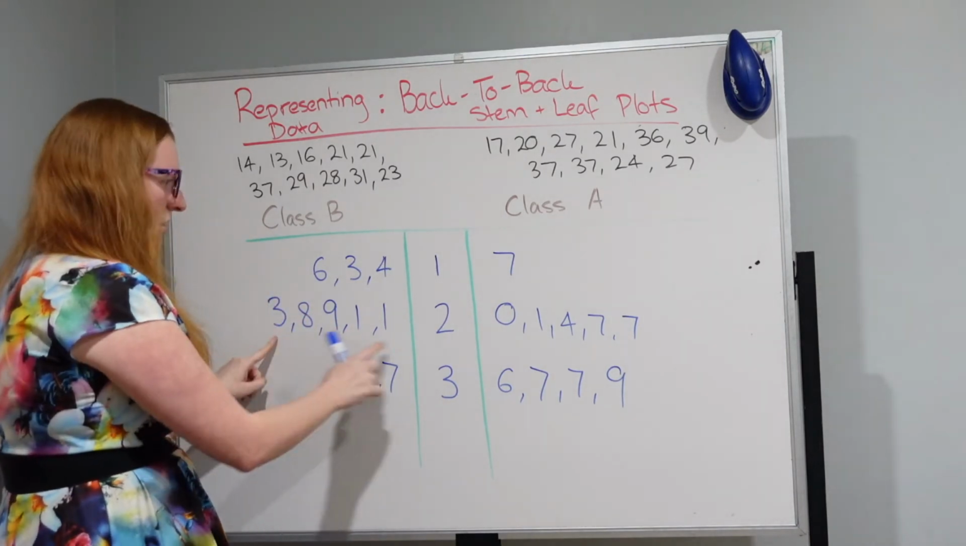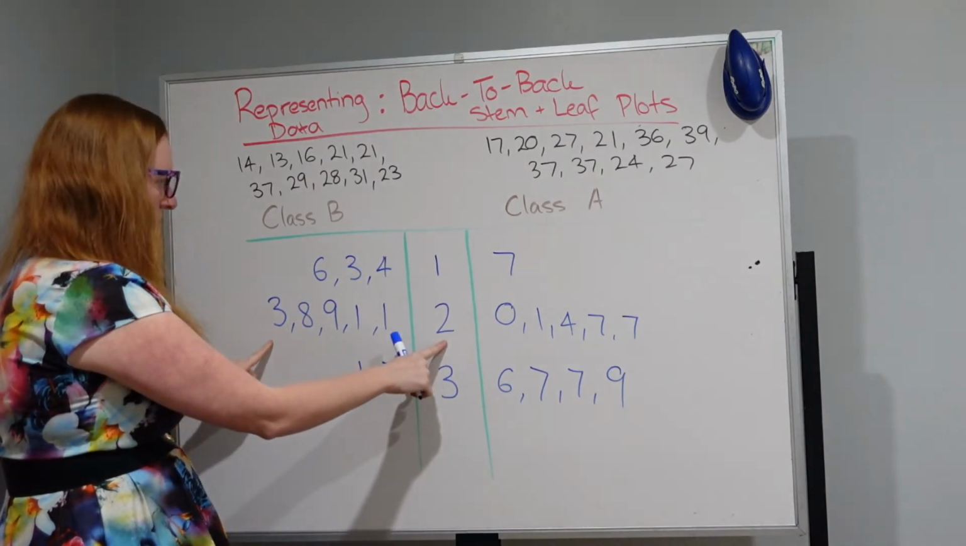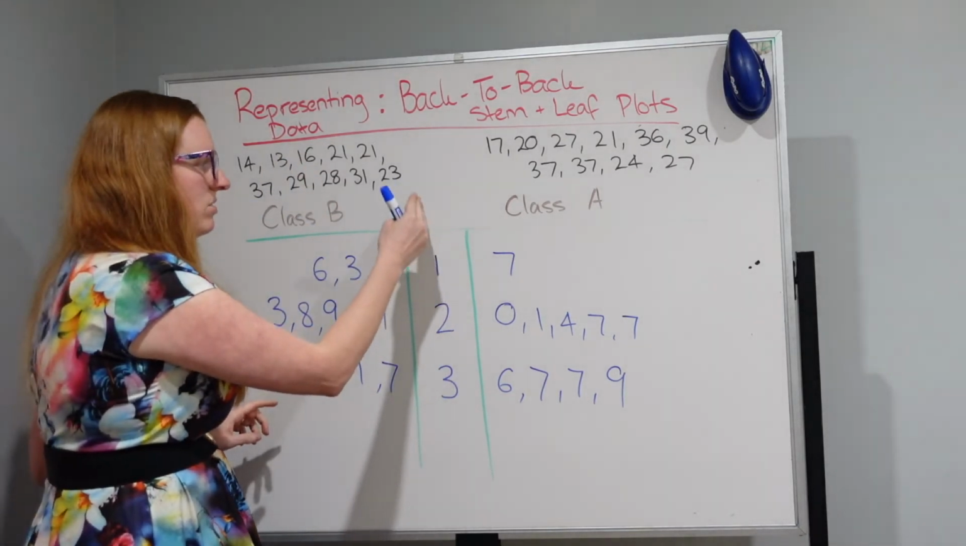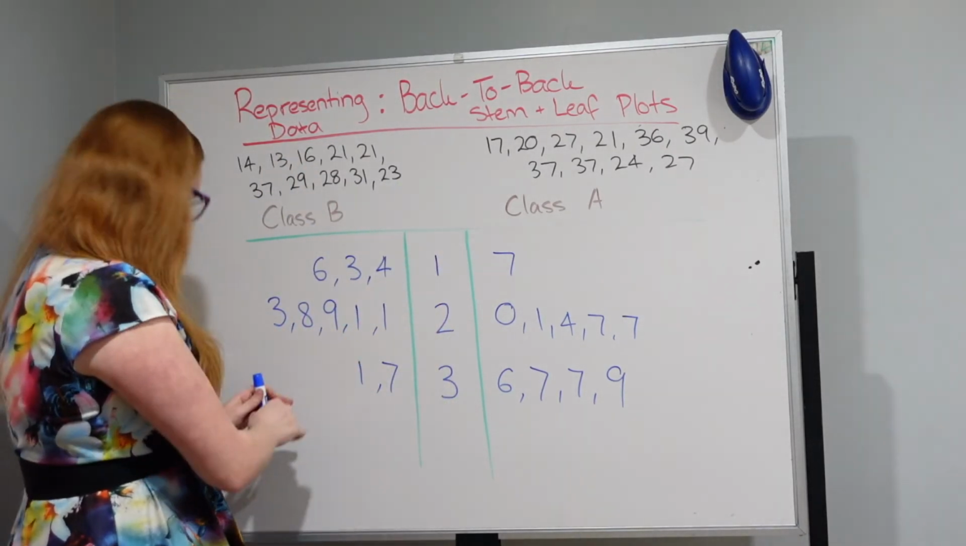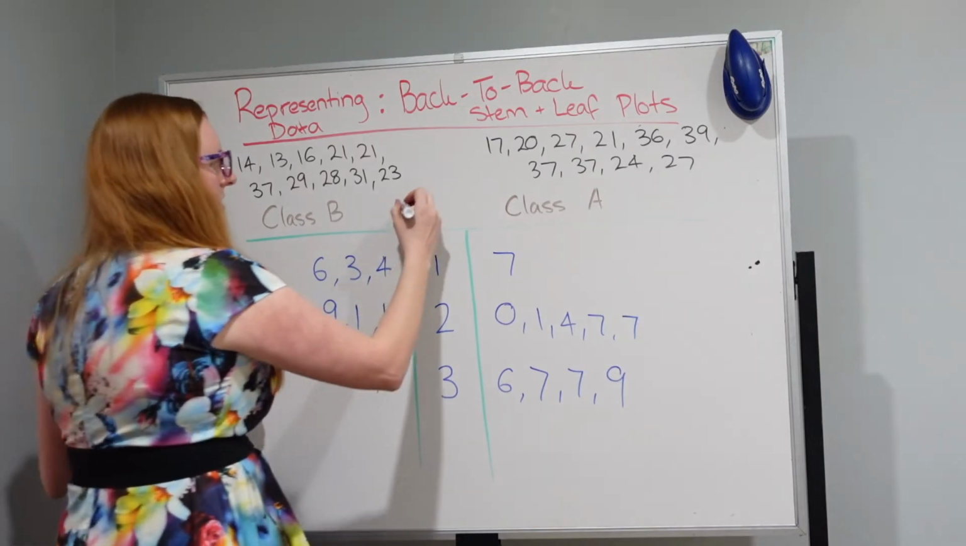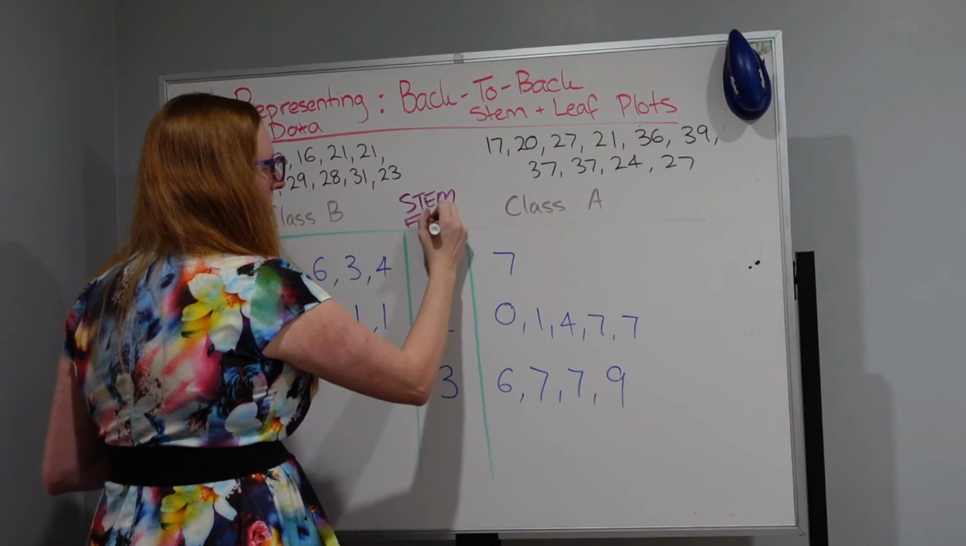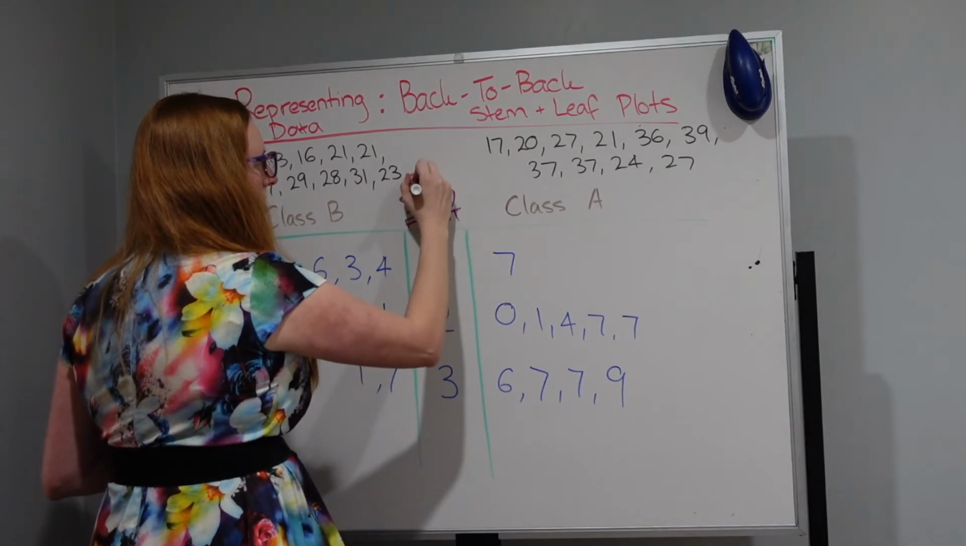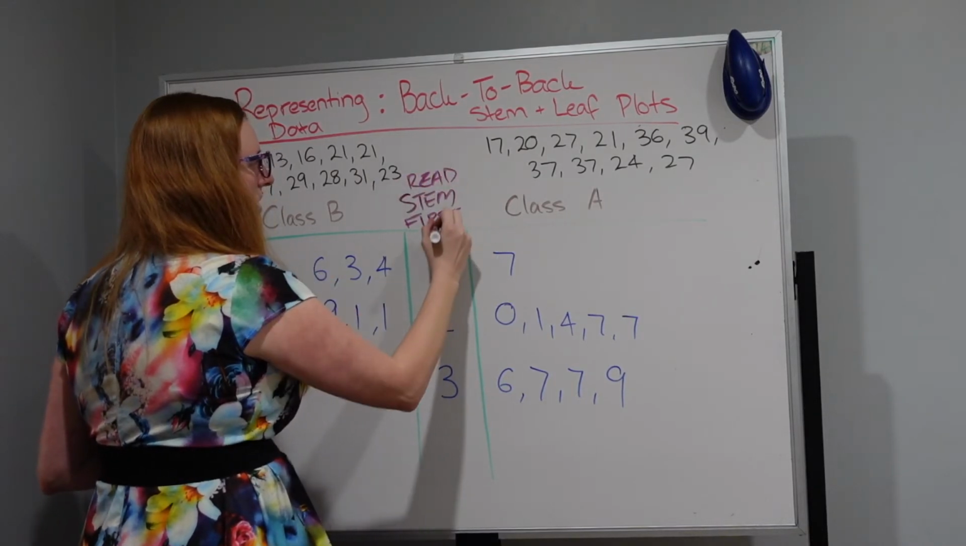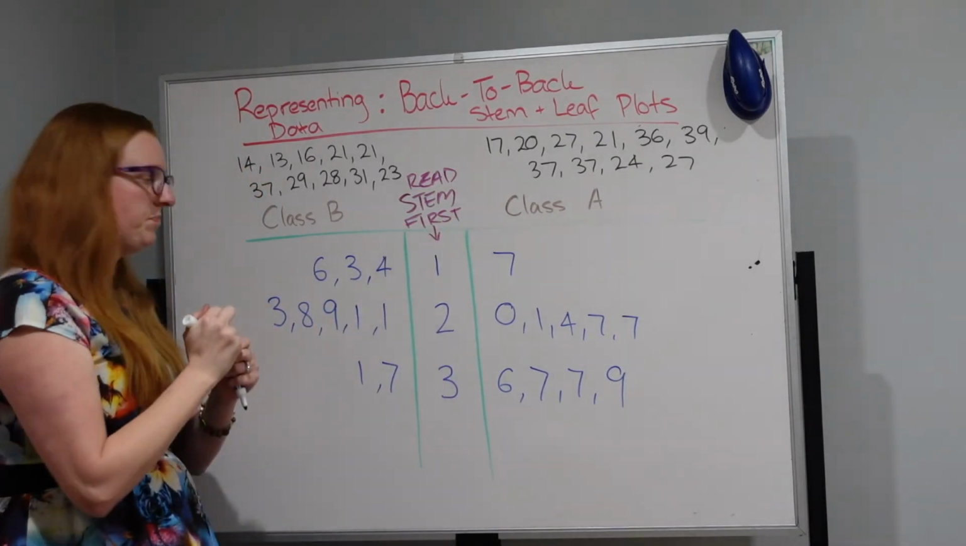Okay, yes, it is tricky because you're actually reading them backwards. So this isn't the number 32, it's 23. So you've always got to remember that you read your stem first. Okay, let me write that up here. Stem first. You read your stem first, always.